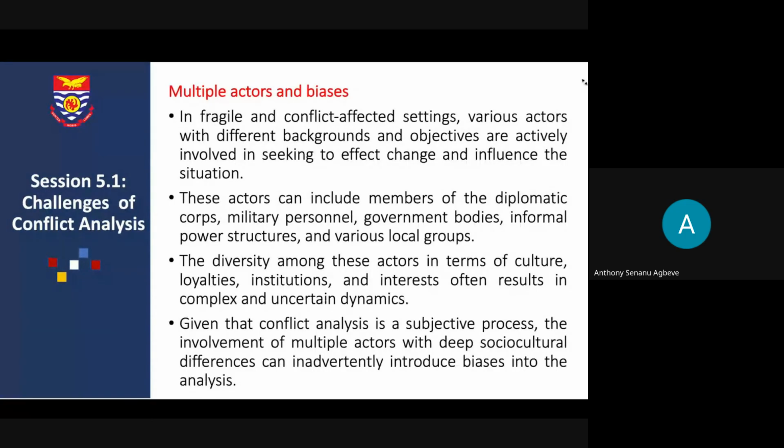When one party is in power, one group is benefiting. When the other party is in power, so all these biases are at play. So that can be very challenging when you want to analyze this conflict and draw some proper recommendations that should be put in place.